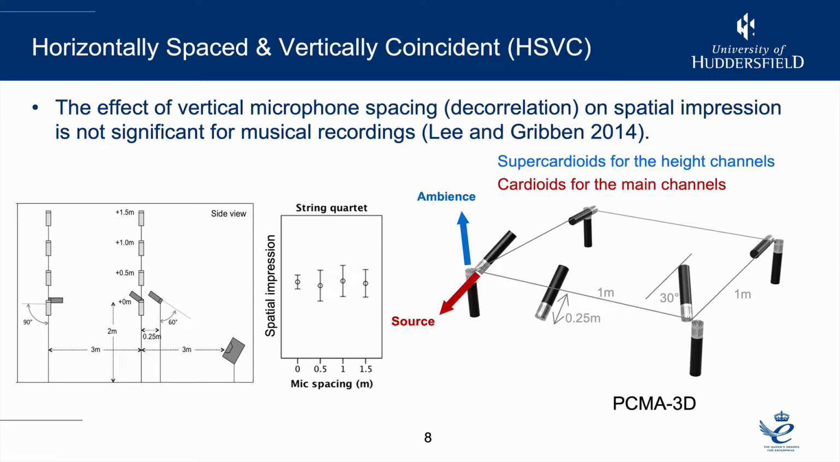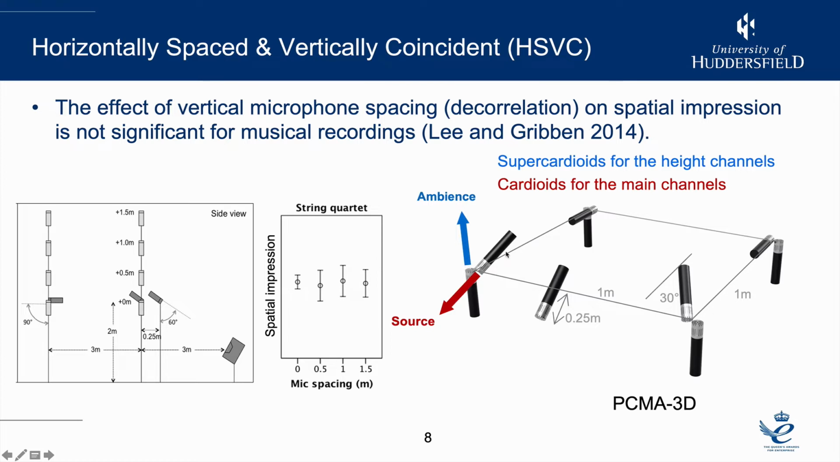We also found that the effect of vertical microphone spacing on spatial impression was not significant for musical recordings, from an experiment with 4 different vertical microphone layer spacings of 0 to 1.5 meters. This result implies that the main and height microphones can be configured in a vertically constant way, ensuring that there is enough channel separation between the microphones.